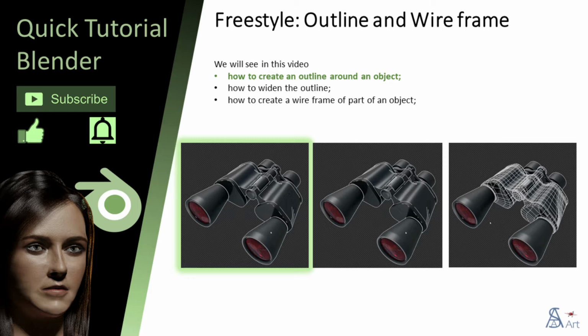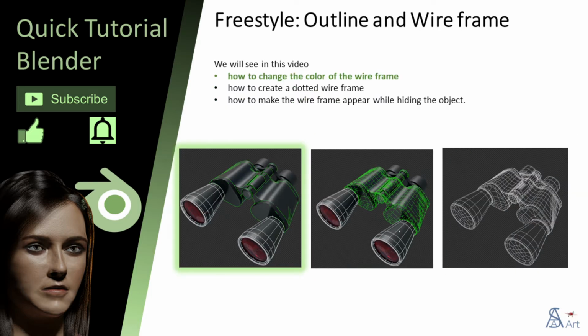We will see in this video how to create an outline around an object, widen the outline, create a wireframe of part of an object, change the color of the wireframe, create a dotted wireframe, and finally, make the wireframe appear while hiding the object.